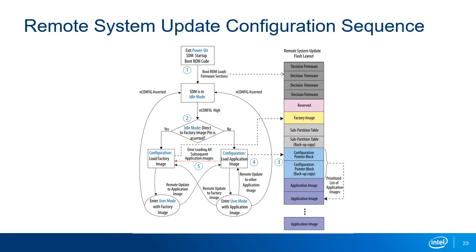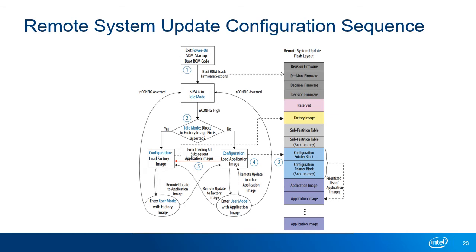Reconfiguration includes the following steps. Step 1. After the device exits power on reset, the boot ROM loads from flash memory the first valid decision firmware from one of the copies at addresses 0, 512K, 1024K, or 1536K to initialize the SDM. The same configuration firmware is present in each one of these locations. This firmware is part of the initial RSU flash image. Step 2. The optional direct-to-factory pin controls whether the SDM firmware loads the factory or application image. You can assign the direct-to-factory input to any unused SDM pin. The SDM loads the application image if you do not assign this pin.